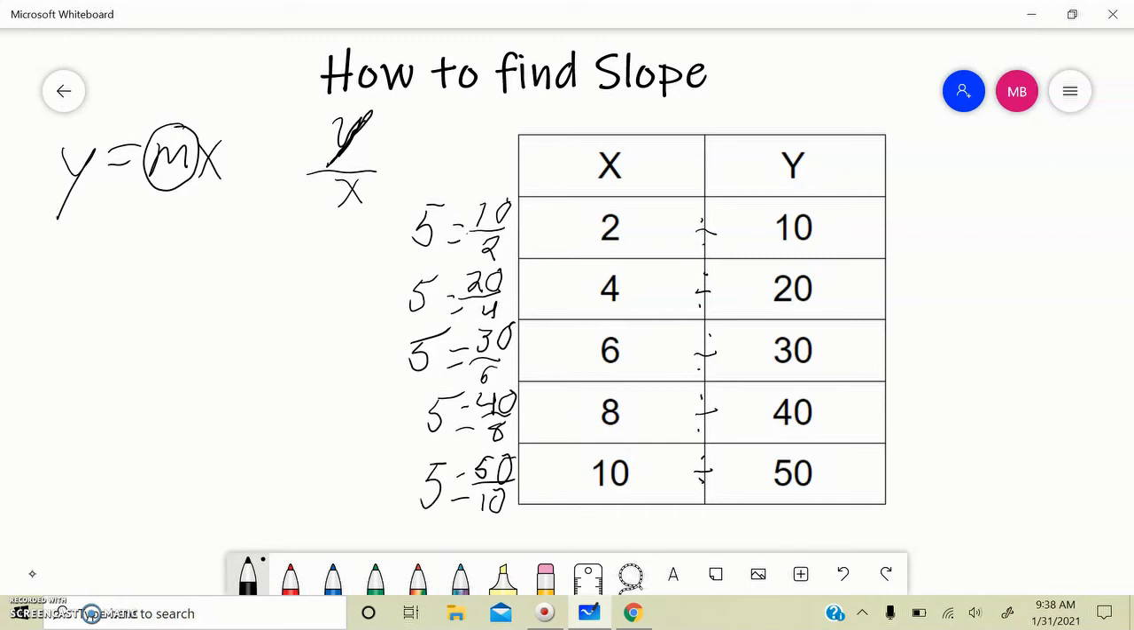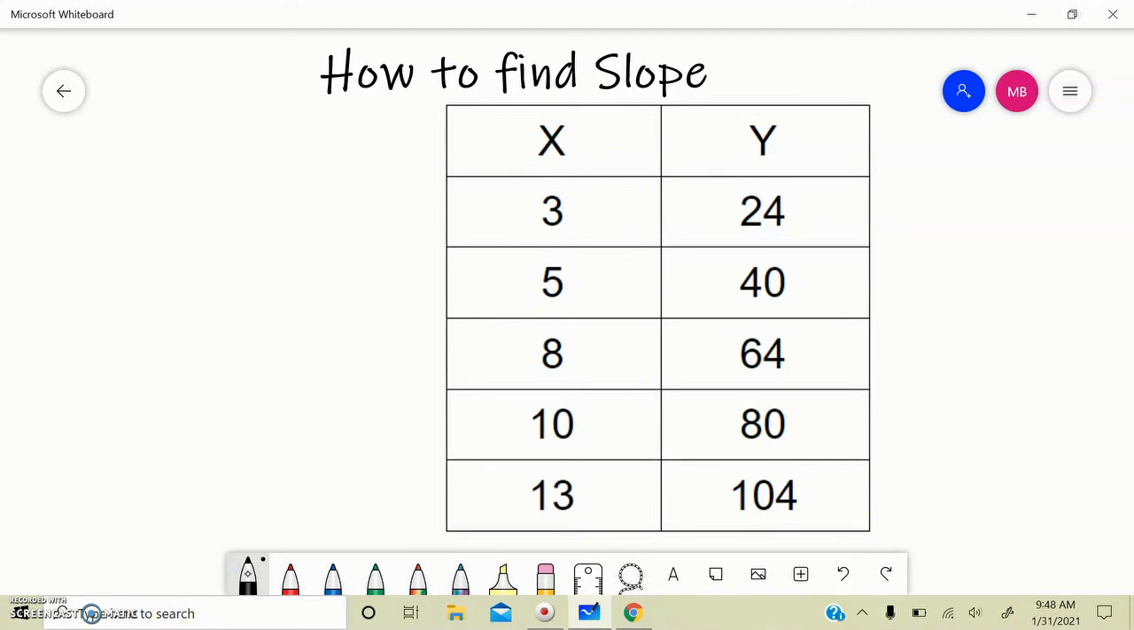So when they all come out to these same numbers, we can see that this is going to work out. And what you'll work on next year in 8th grade is learning about functions. And you'll see if the slope is consistent, it's going to be a function. So I can see 5 is going to be my rate of change, or my slope. So I'm going to rewrite this as y is equal to 5x.